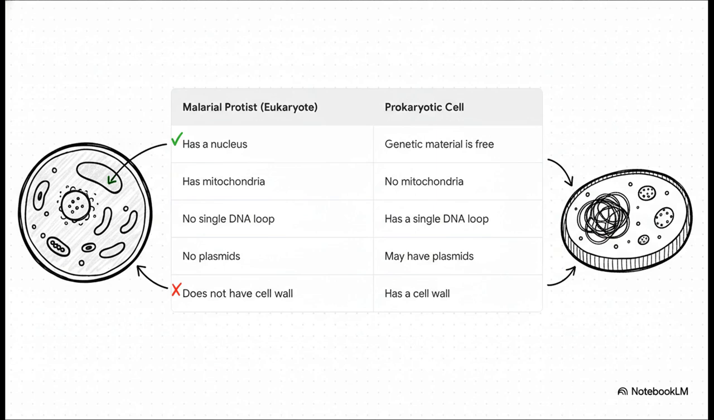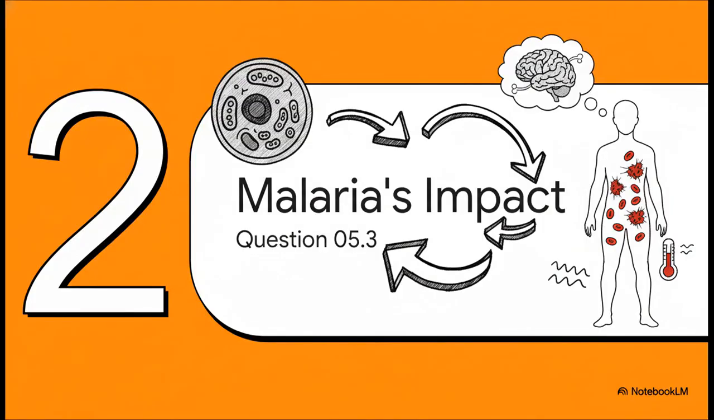So for example, you could say the protist has a nucleus, while a prokaryote's genetic material is free in the cytoplasm. That's 1. Then you could say it has mitochondria, and it doesn't have a cell wall. That's your 3 marks, right there. So we've covered the structure of the protists. Now the question switches gears to focus on the effect it has on the human body. This part is all about testing your ability to connect the dots between what's happening on a tiny cellular level and the symptoms a person actually feels.